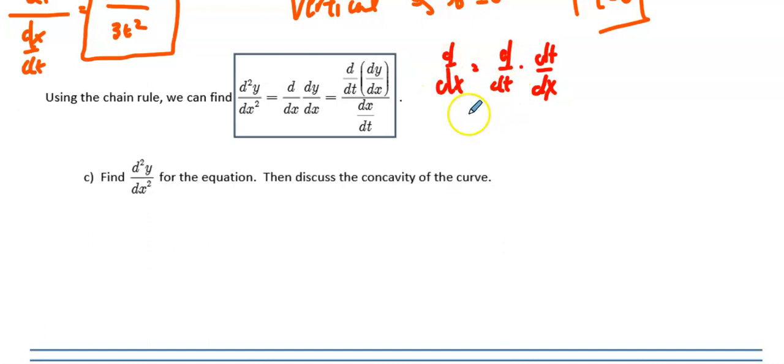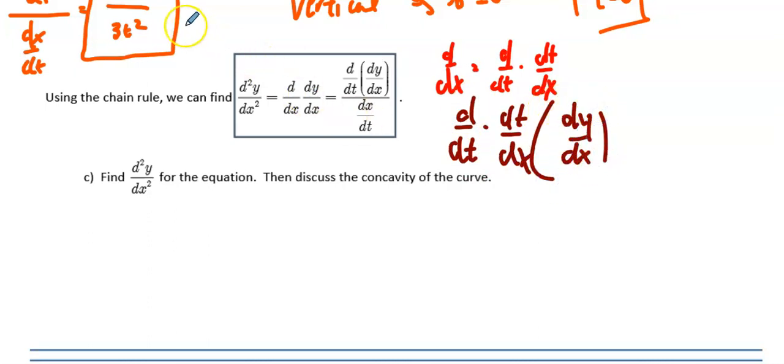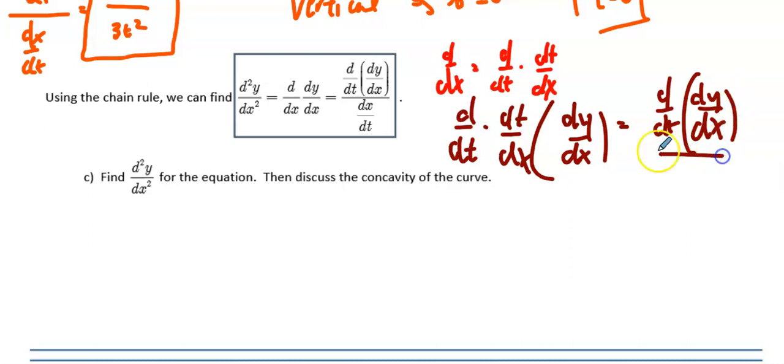So let me actually change the color for this one. We're going to take d over dt times dt over dx, and we're going to multiply it by the derivative of dy over dx, which we've already established what that was, right? We already talked about that up here. It's going to be dy over dt over dx over dt. Well, what ends up happening here is that we're going to have the d over dt in the top. This is the derivative with respect to t of dy dx. And then if we are multiplying by dt over dx, we're going to actually divide by dx over dt.